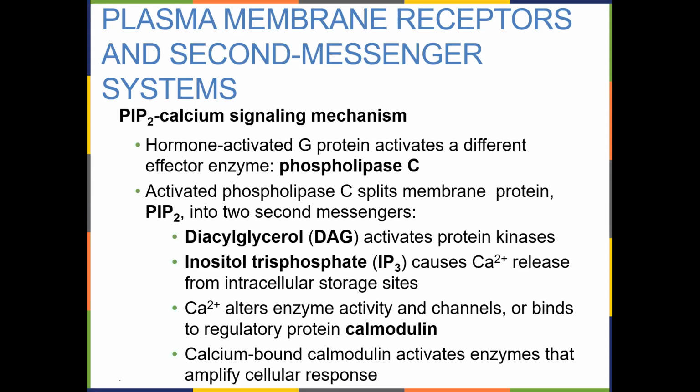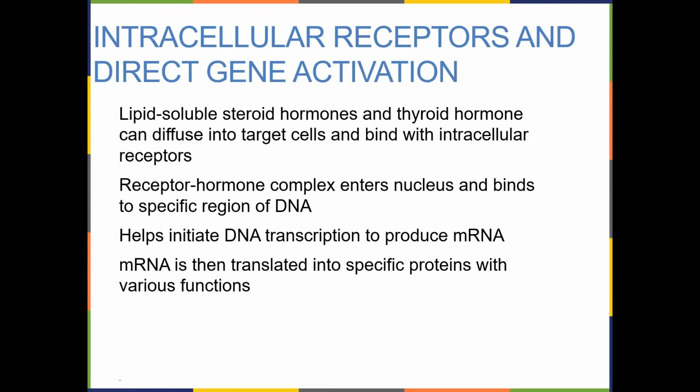So we see two different types of second messengers here. The cyclic AMP for epinephrine, and the PIP calcium for releasing this protein called calmodulin that uses calcium for other activities. We're going to get into those a little bit further along. Okay.